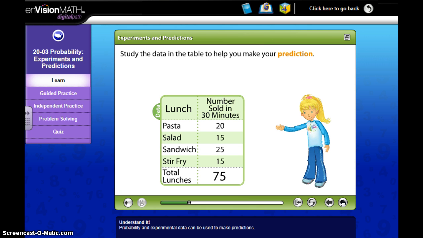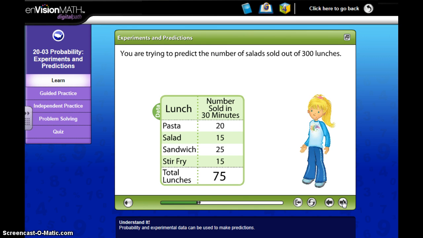Well, if we look at this table, right now we have what would be our fraction. Our fractional probability is 15 over 75, right? Now we can simplify that. But if we simplify, we're not going to make our numbers larger. So we want to predict how many in 300.